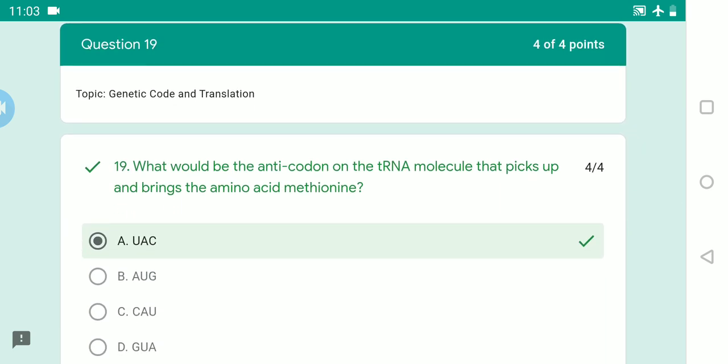Next question, also related to the genetic code and translation. What would be the anticodon on the tRNA that picks up and brings the amino acid methionine? Just now I told you, you should identify the anticodon. Generally the codon for the amino acid methionine is AUG, but since they are asking for the anticodon, it is UAC.